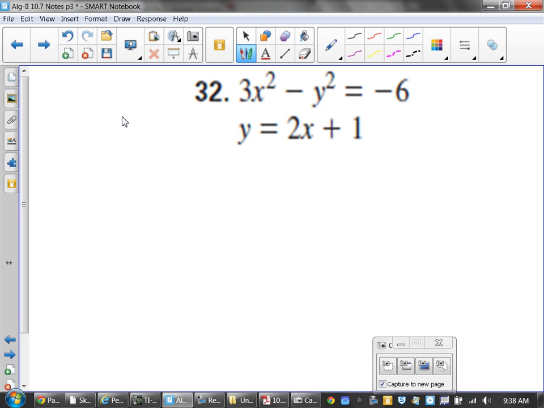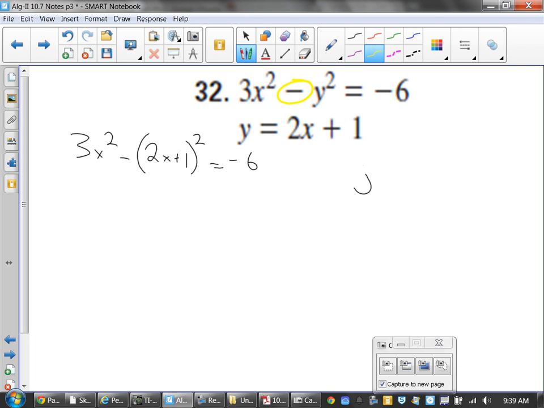Here's what most people screw up on 32. Most people have screwed up on number 32 because of one small thing. When you substitute in, you get 3x squared minus the quantity 2x plus 1 squared equals negative 6. Does everybody agree that that's a junk squared problem?